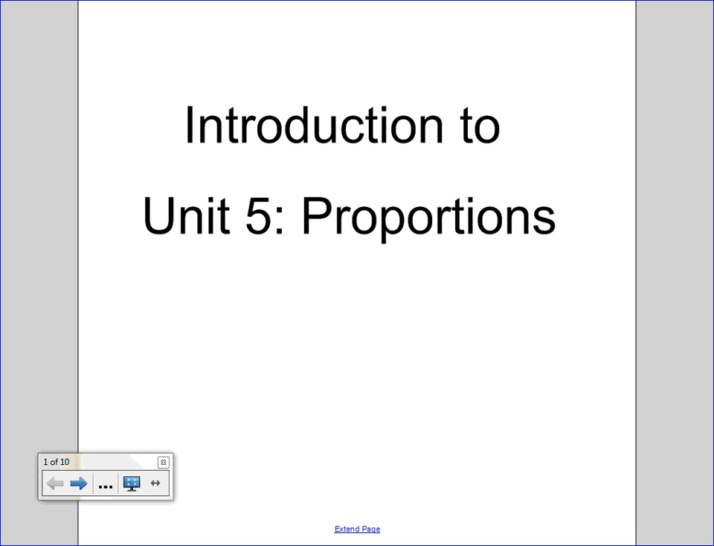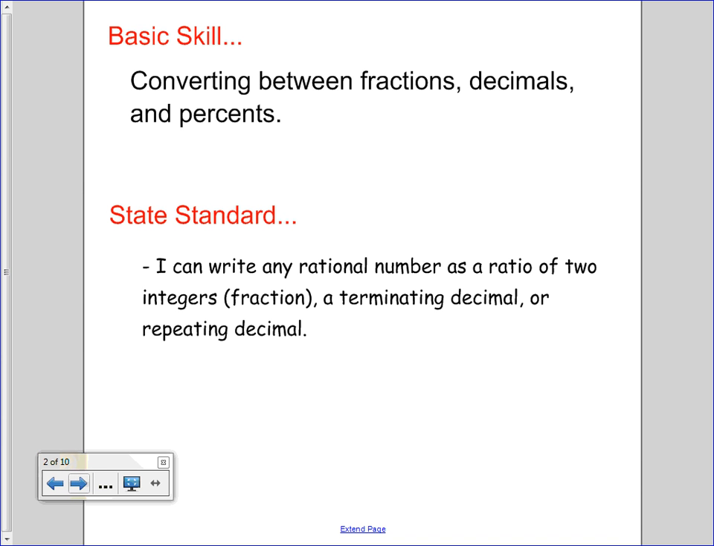Today we are going to have an introduction to our Unit 5 on proportions. We are going to review a skill that we will use throughout this unit. Our basic skill that we are reviewing is converting between fractions, decimals, and percents. The state standard for this skill reads that I can write any rational number as a ratio between two integers, fraction, a terminating or repeating decimal.